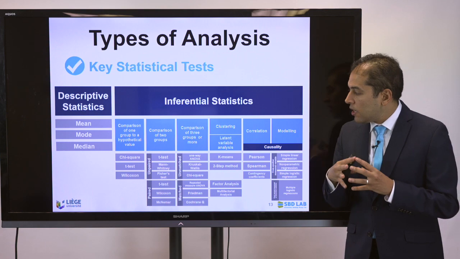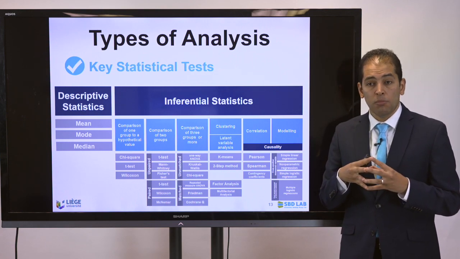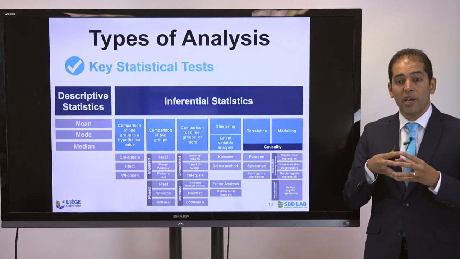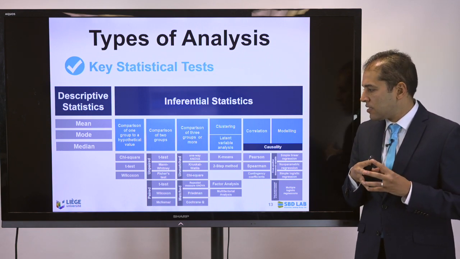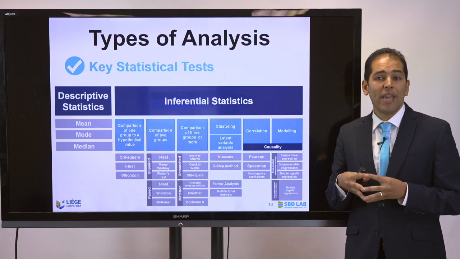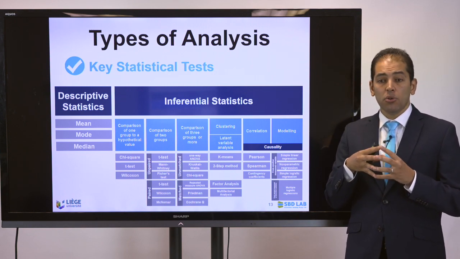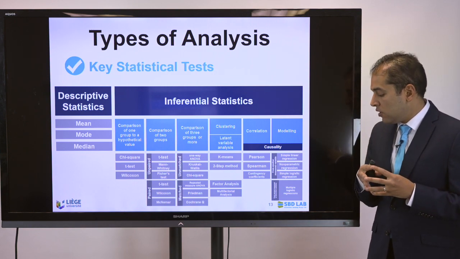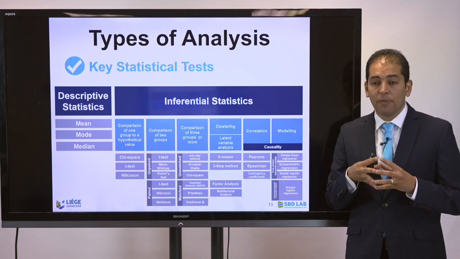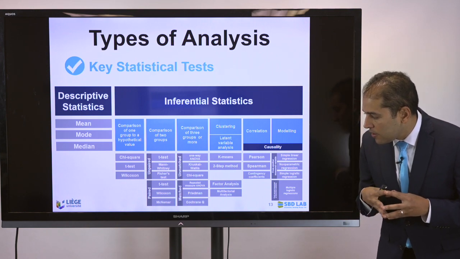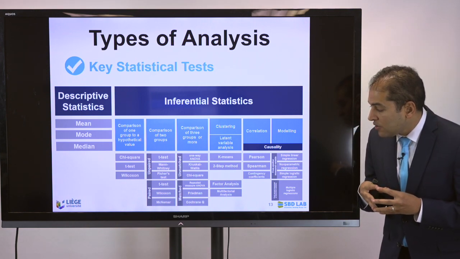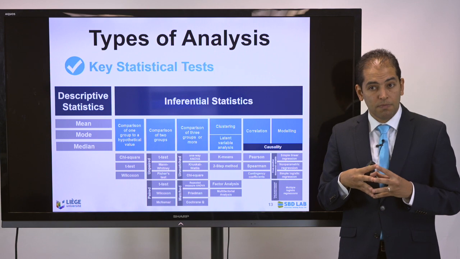Moving to the third, comparison of 3 groups or more, here we can also have unmatched or matched series of tests. For the unmatched, we have the one-way ANOVA, the Kruskal-Wallis, and the chi-square test, and for the matched, we have the repeated measures ANOVA, the Friedman, and the Cochran Q test.